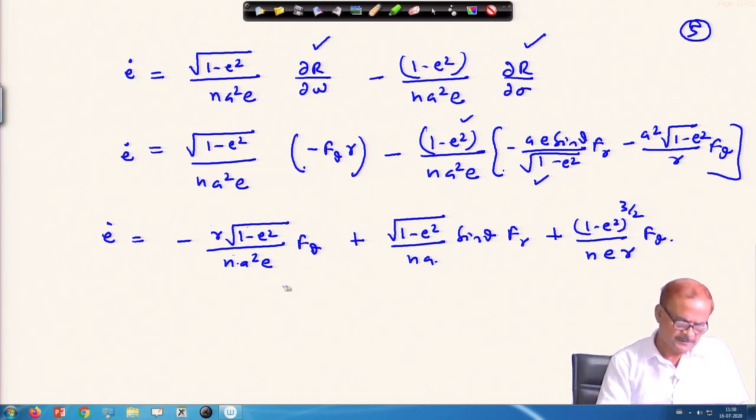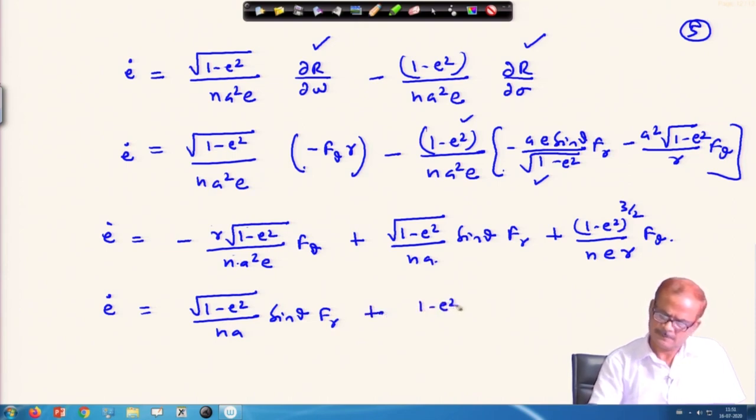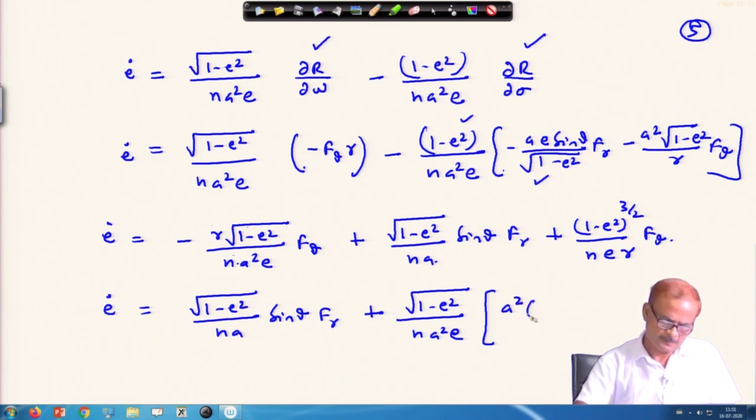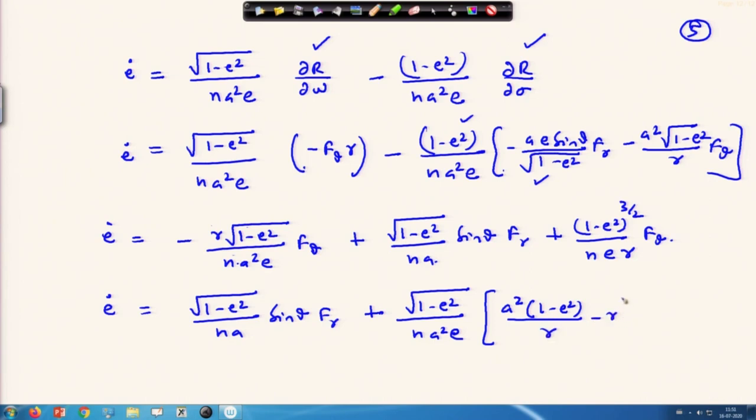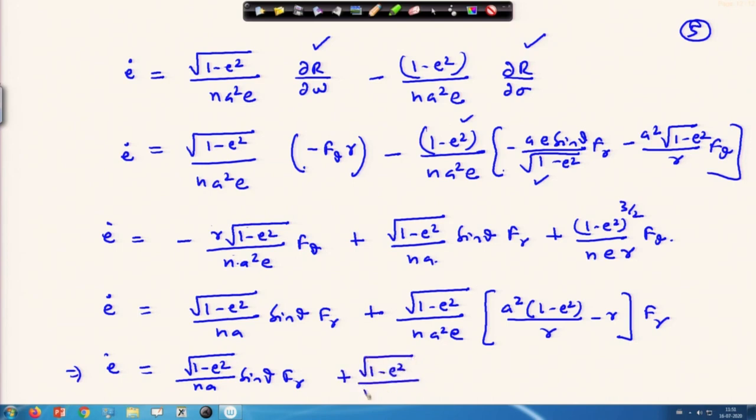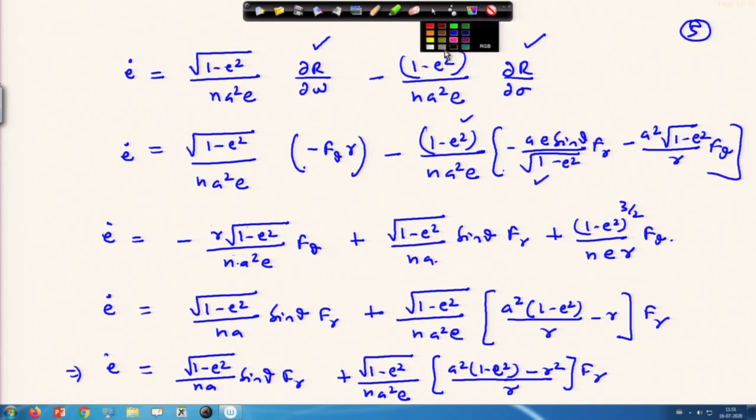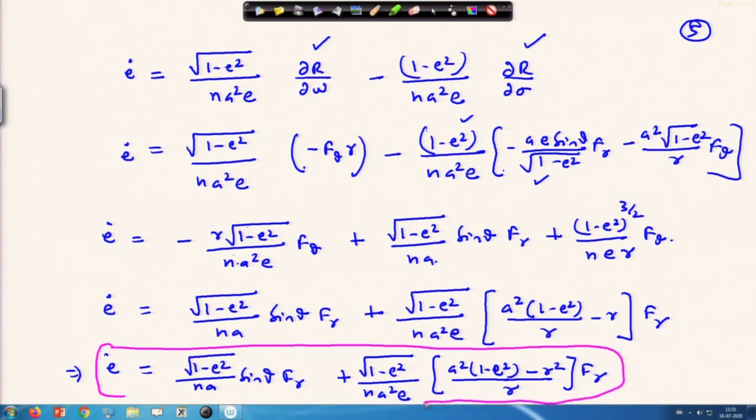So, the f theta terms can be combined together and this can be written as e dot equal to square root of 1 minus e squared divided by n a sin theta times f r, plus 1 minus e squared. So, this is the equation related to e dot.